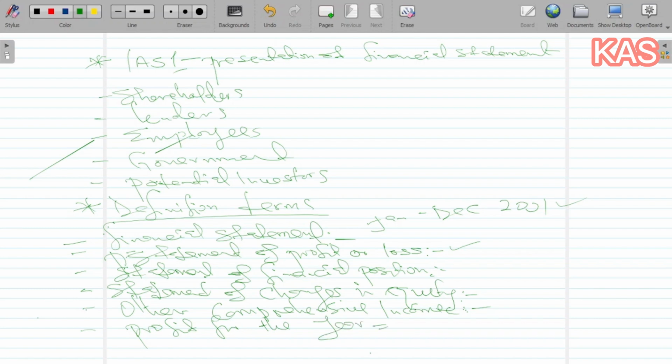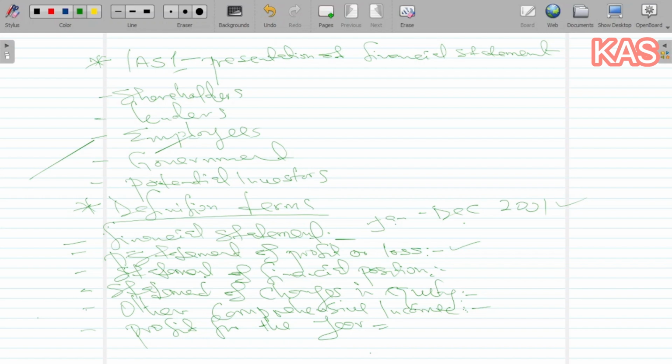So the next one is profit for the year. This is the profit earned during a specified period. Like I told you, let's continue with our example, January to December 2021. So within that period, what is our profit? Not a statement that will show income and expenses, no. What actually is our profit within that period?